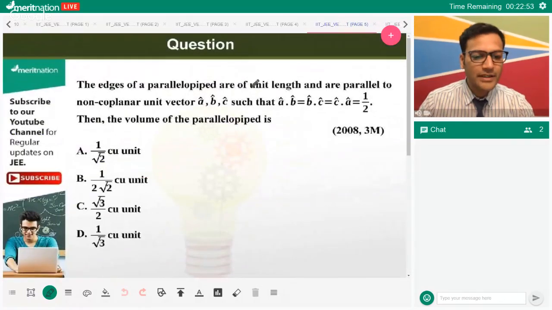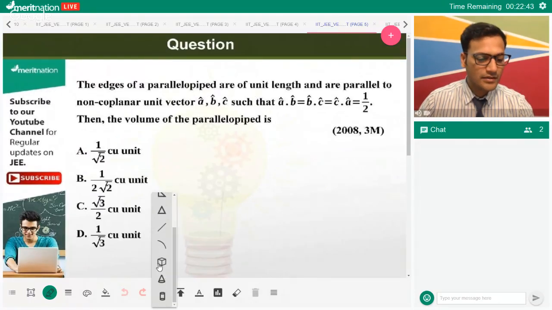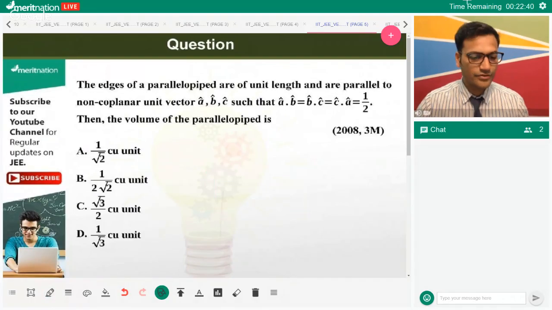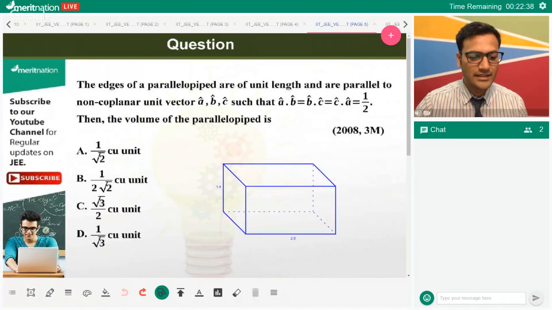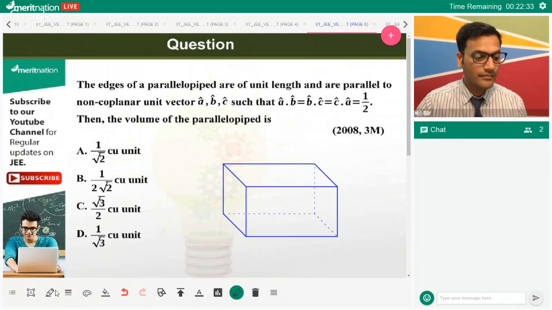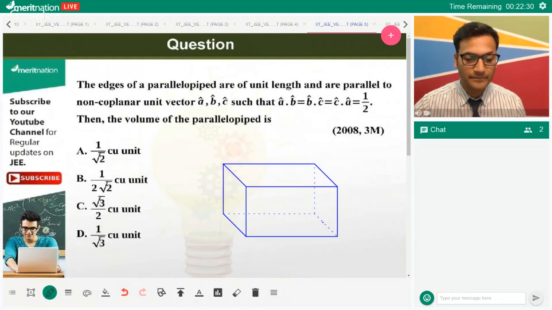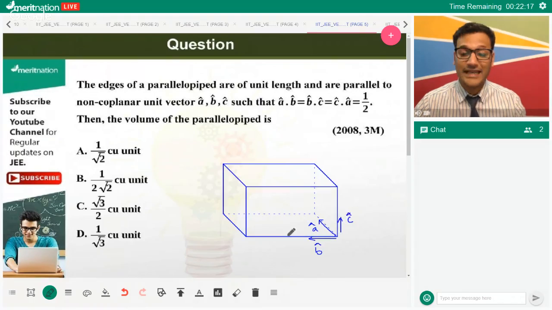The edges of a parallelepiped are of unit length and are parallel to non-coplanar unit vectors. This is this. Fine enough. So the edges are being given to us. So let's say this is your parallelepiped, and so these are the edges being given to us. This is being given to us as unit vector A. It is along these vectors. This is along B and this is along C. These are the 3 edges which we have.